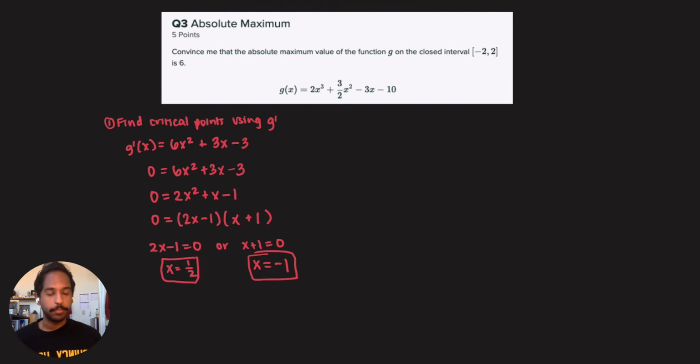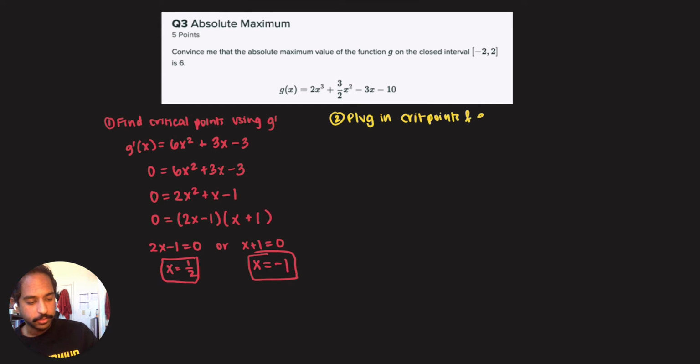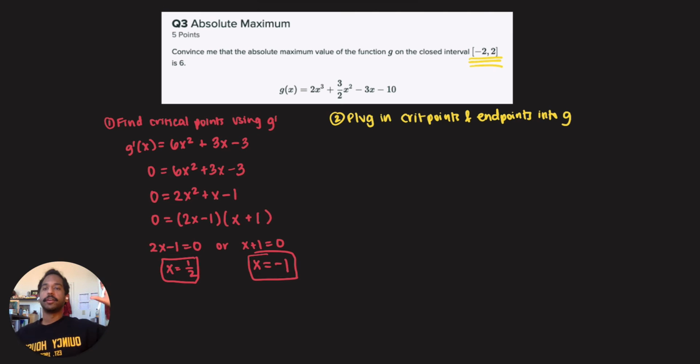Now, the next step that we need to do in order to figure out where the absolute maximum is: we need to plug in crit points and endpoints into our original function, g. And where do we get those endpoints from? From the interval. We want to see what's happening at the ends because maybe something funky is happening there that would make it rise even higher, but not have a derivative that is 0.